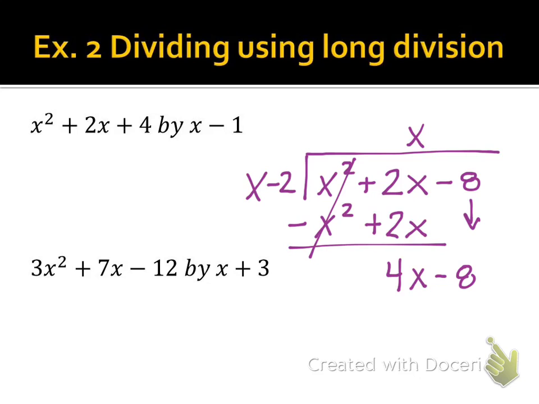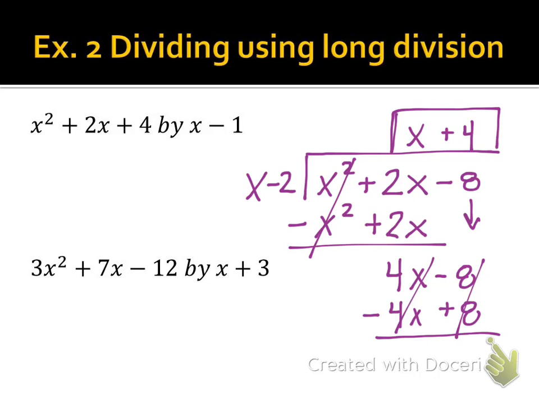Now, what do I need to multiply by x to make it 4x? Positive 4. So now I have 4x minus 8, because I multiply the 4 by everything. Then what do I do to my signs? Change them. What happens now? So you don't get 0. So now I don't have a remainder, and this is my final answer. Just like that. That's what happens when you don't have a remainder.